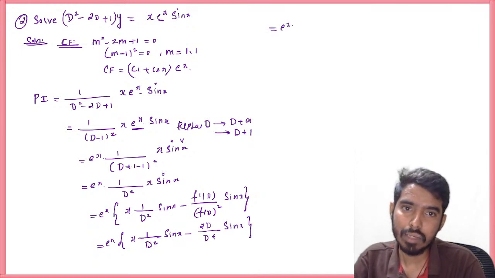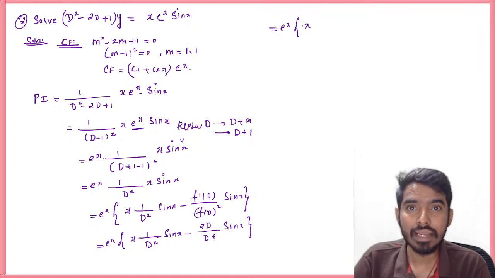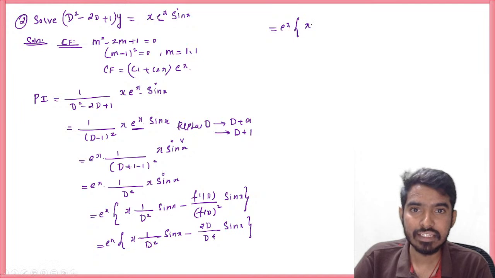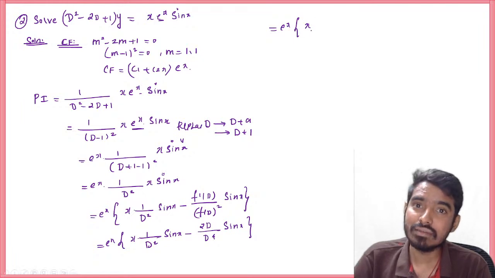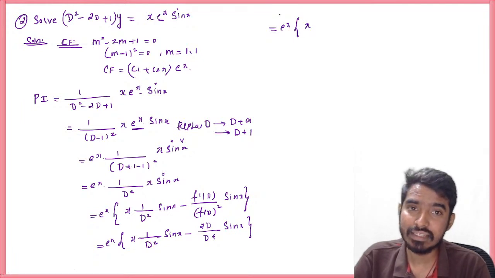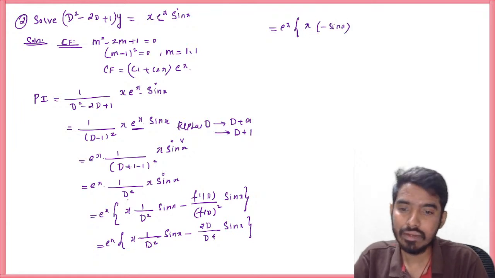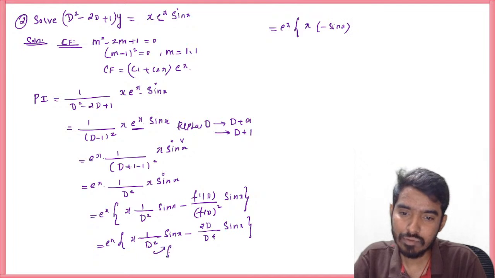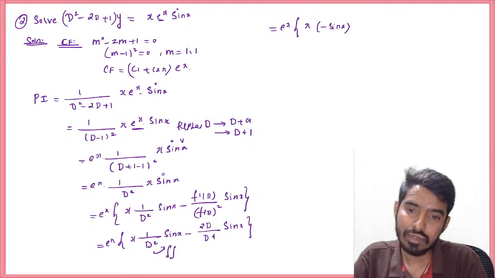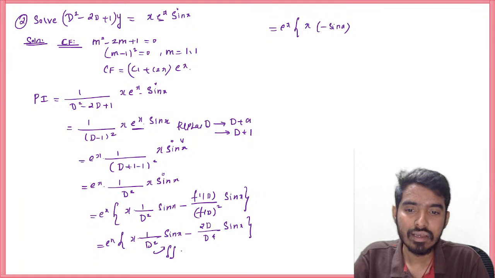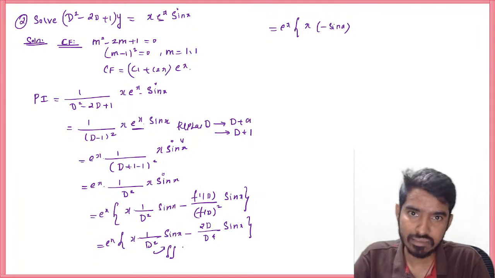So this will be e power x. What is 1 by D square of sin x? 1 by D means integration. Sin x integration is minus cos x, minus cos x integration is minus sin x. So we will have this to be minus sin x overall. 1 by D square means we have to integrate twice. The integration of sin x is minus cos x, and the integration of minus cos x is minus sin x.